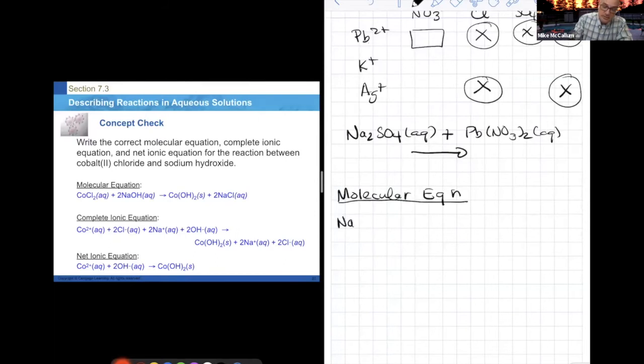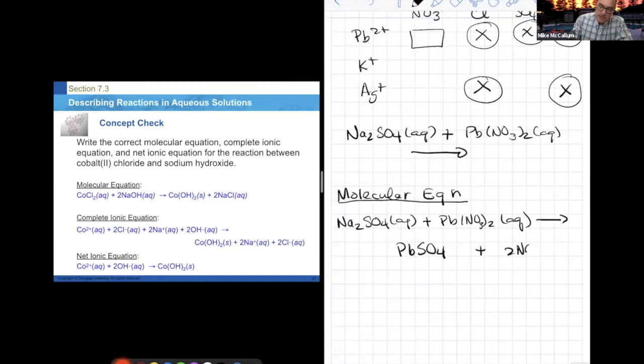We start with the sodium sulfate, aq, the lead nitrate, aq. Swap the partners, right? We're going to get lead sulfate and 2 sodium nitrates. We check the solubility rules and we'll find lead sulfate is the precipitate. So there's the molecular equation.